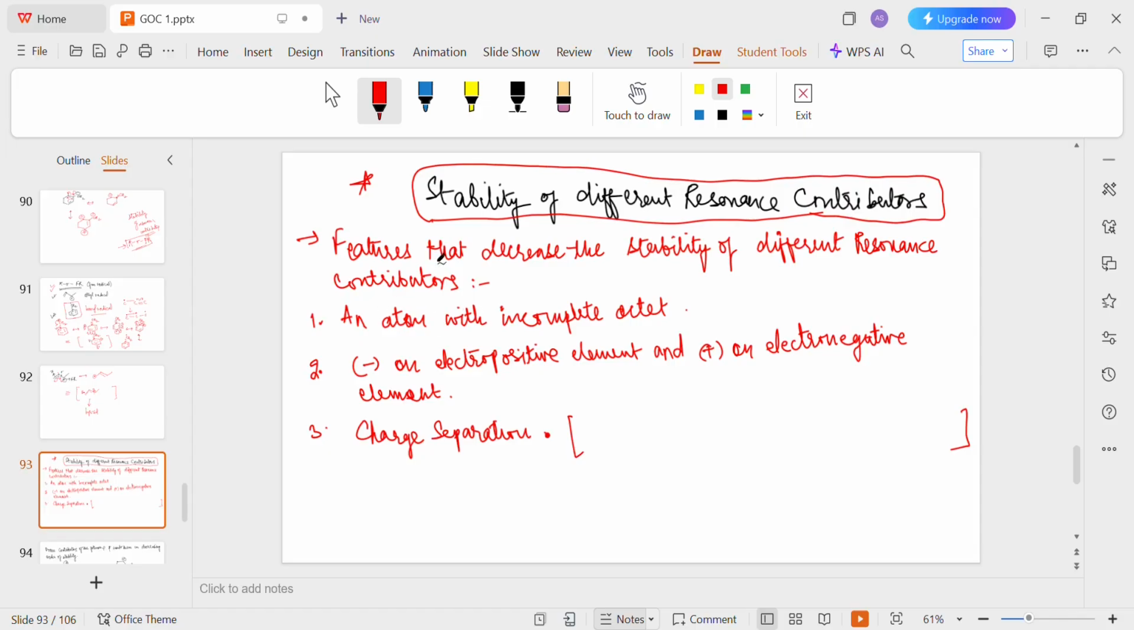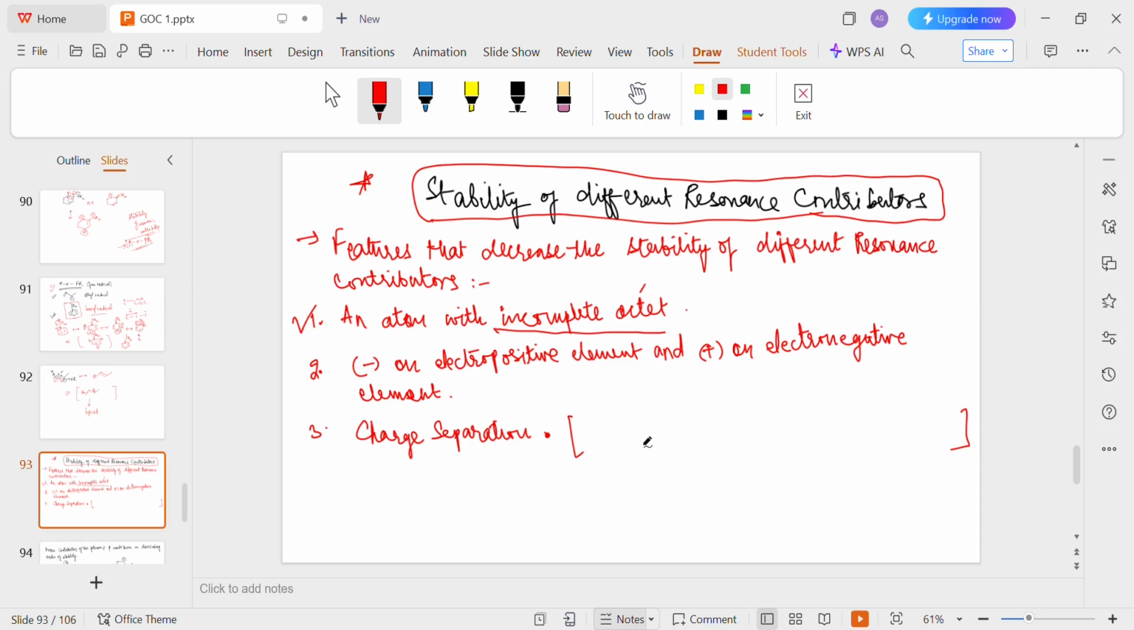First, let us see what are the features that decrease the stability of a particular resonance contributor. I have written these 3 points that decrease the stability of different resonance contributors. The first one is, if in any resonance contributor you have an atom with incomplete octet. If the octet of any atom is not complete, then that particular structure will be unstable. The second one is, if you have a structure with charge separation, that contributor will also be less stable.